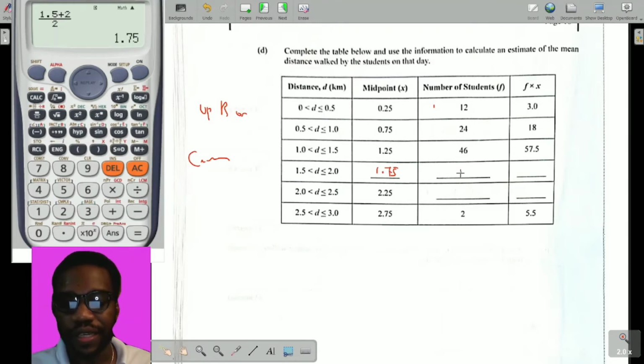Alright, to get the value here, I'm going to have to find the cumulative frequency for 1.5. I'm going to have to find the cumulative frequency for 2. And I'm going to have to subtract them to get the frequency. Because remember, they came by the cumulative frequency by adding the frequency each time. So let's go back to the graph. We're looking for 1.5 and we're looking for 2.